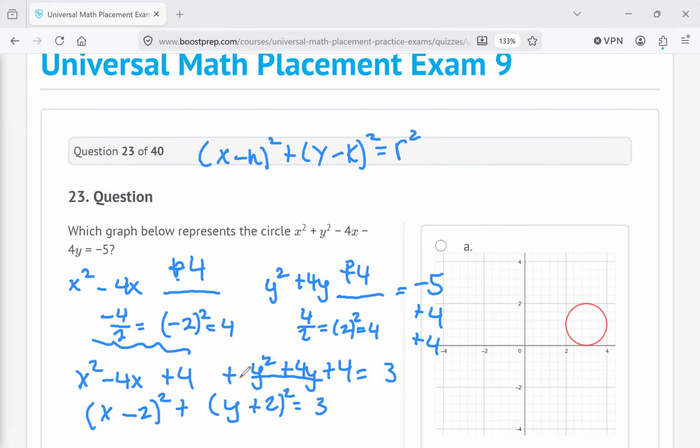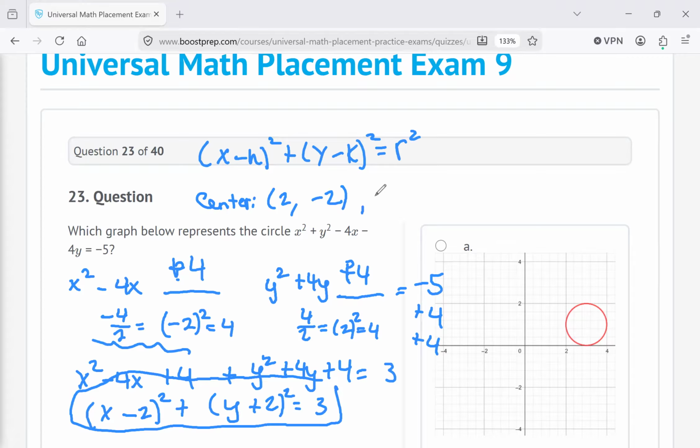So here's our equation of a circle in standard form. So now you know that the center is going to be 2 and -2, and then our radius is, it's not 3, it's actually square root of 3. So radius is square root of 3, which is like a small number, like 1.7.